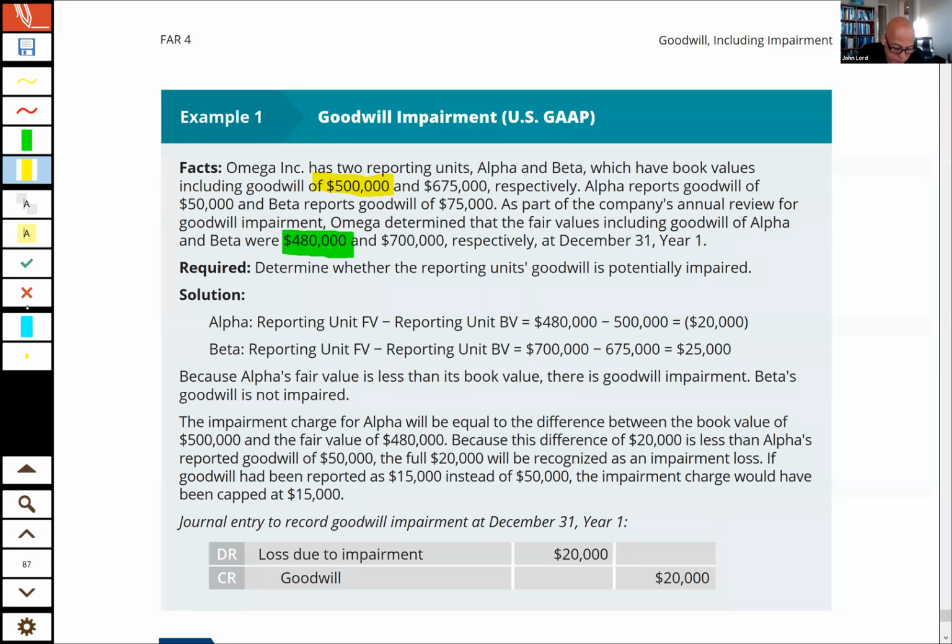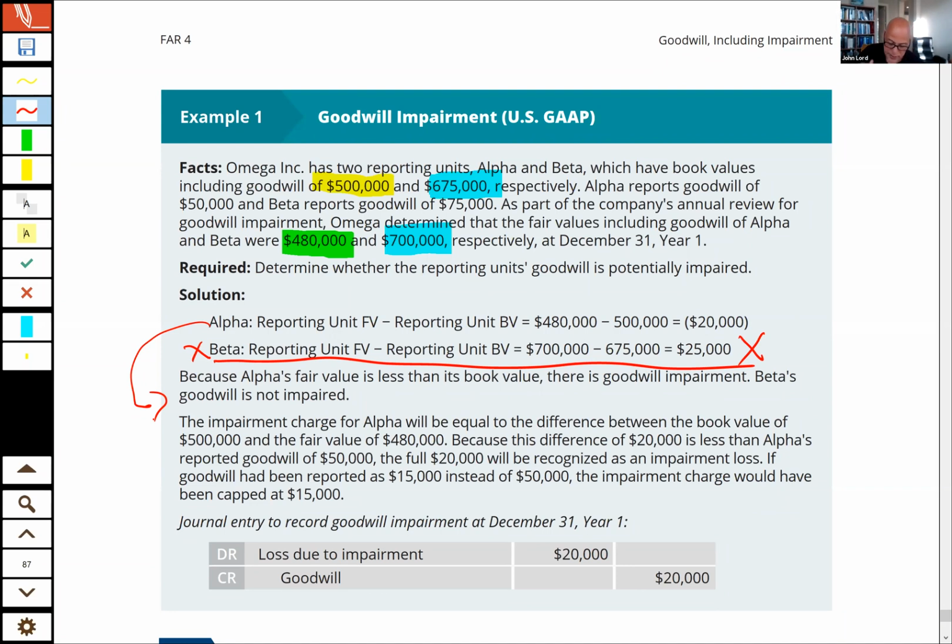So I know I'm going to have to do something with the impairment there. But Beta has a carrying value of 675 when the market value is 700. So I'm done. I do not have to calculate any impairment for Beta. I do these at the reporting unit level. I'm done with Beta. Now with Alpha, I'm going to have to continue on because its fair value is less than the book value.